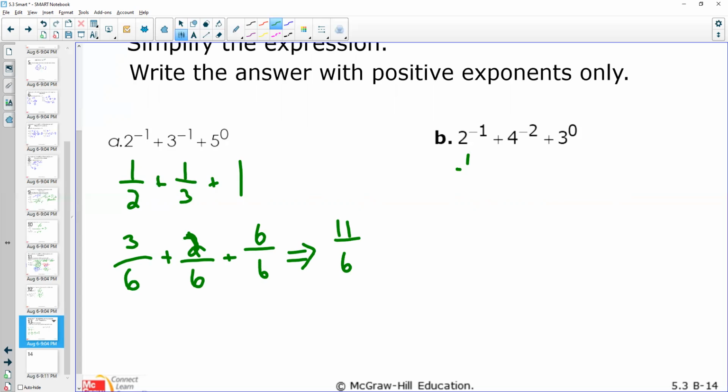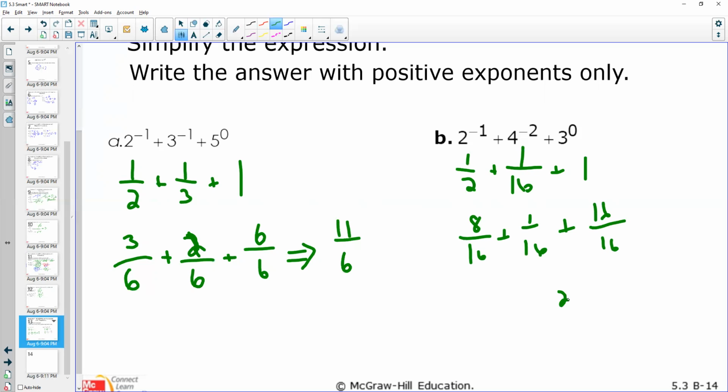2 to the negative 1 is just half. 4 to the negative 2 is 1/4 squared. 1/4 squared is 1/16. And then 3 to the 0 is just 1. So now instead of sixths, in this case, I'm going to use 16ths. So half is the same as 8/16. And then I have 1 more 16. And then I have 16/16. So 8 and 1 and 16 is 25/16.